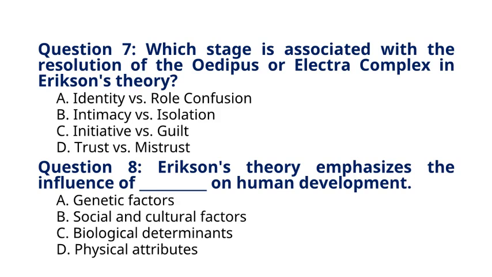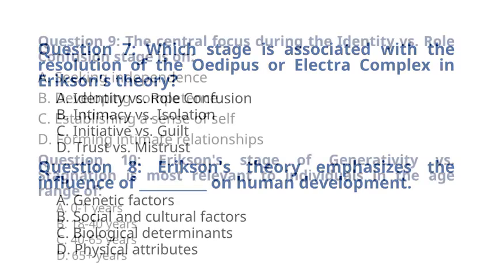Question 8. Erikson's theory emphasizes the influence of on human development. A. Genetic factors, B. Social and cultural factors, C. Biological determinants, D. Physical attributes. The correct answer to question 8 is option B. Social and cultural factors.